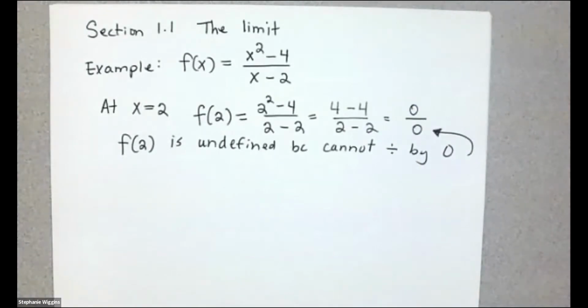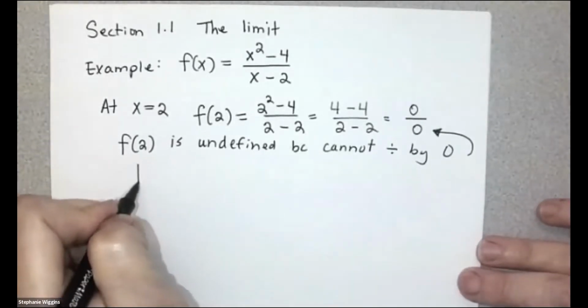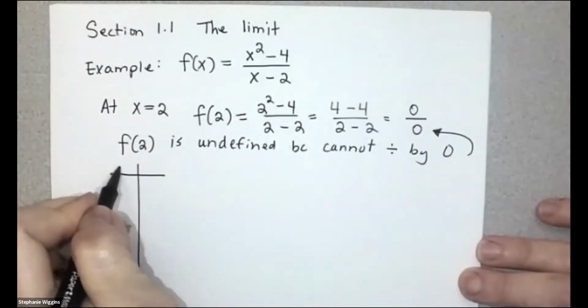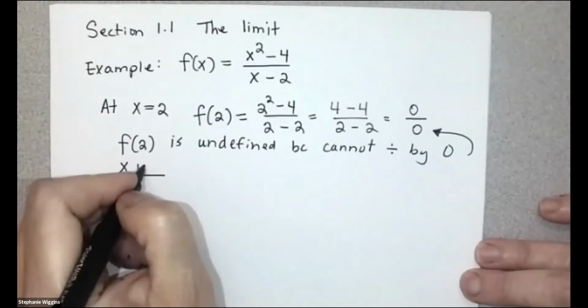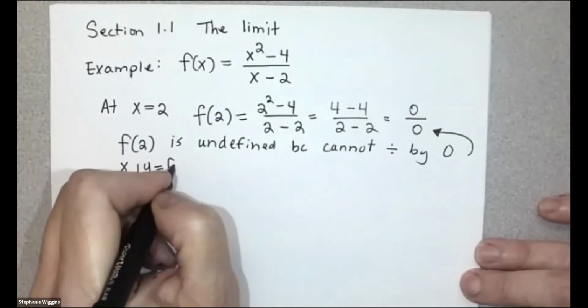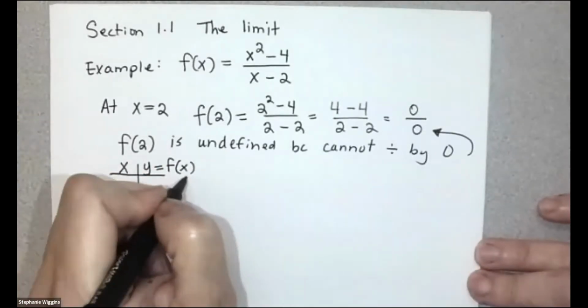Okay, so we know that it's undefined at 2, but what is happening around 2 or very close to 2? And the best way to analyze this is to go ahead and look at values around 2, like plugging them into a table. So I'm going to draw a table here. We've got x values, which are the input, the y values are the output, and those are the function values, okay?